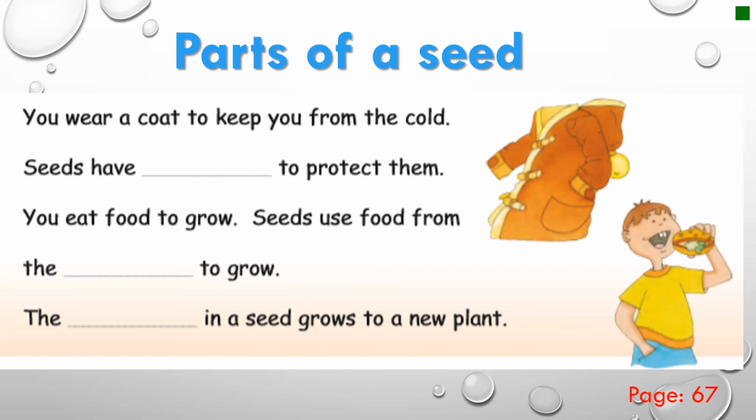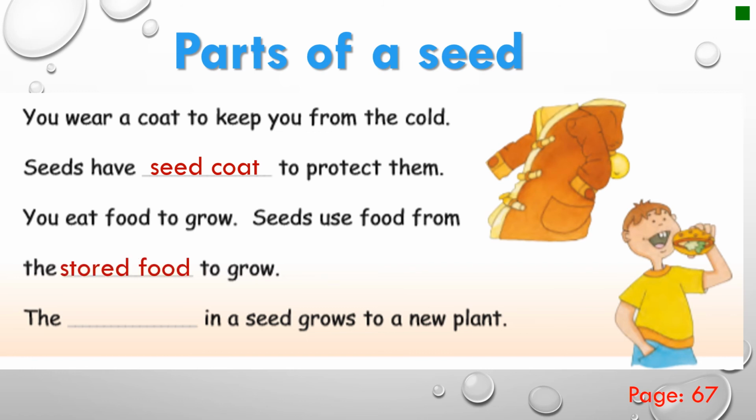Together, let us complete this paragraph. I have to complete with a suitable word. You wear a coat to keep you from the cold. So, you wear a coat to protect your body. So, the seeds have what to protect them? They have also a coat. It's called seed coat. You eat food to grow. Seeds use food from the stored food to grow.